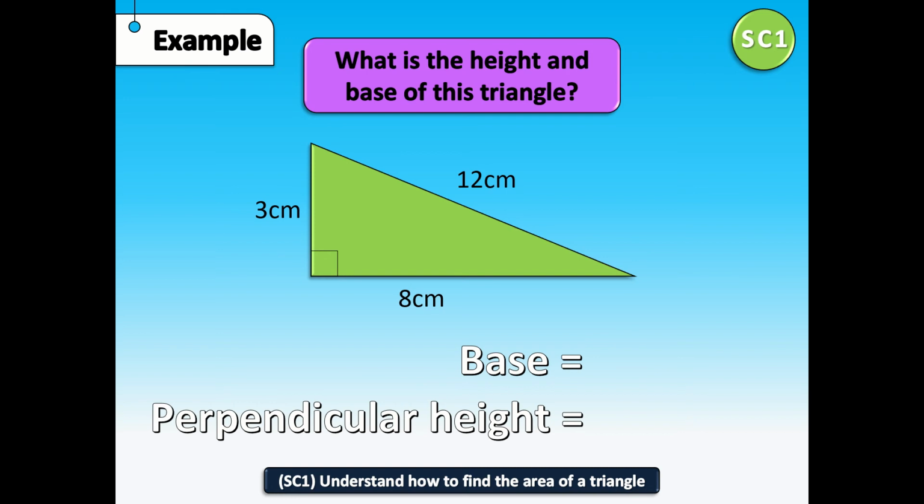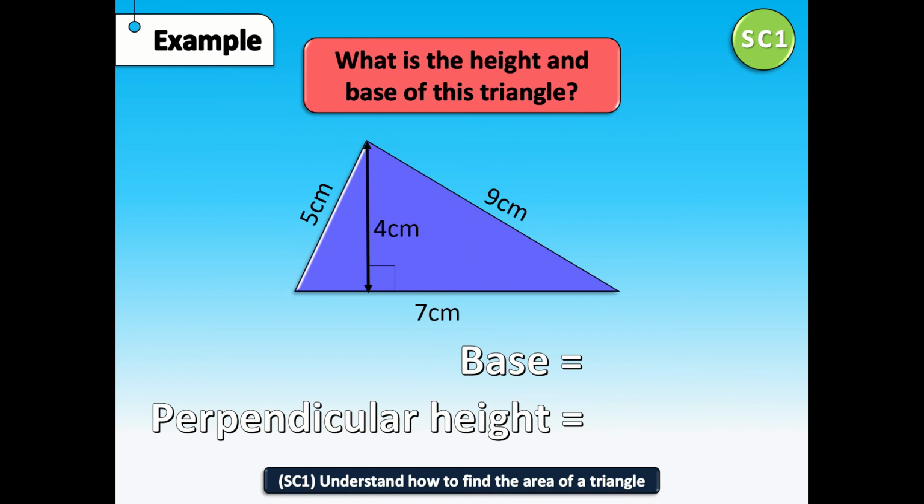So, what is the height and the base of this triangle? So the base of the triangle would be 8 centimeters, and the height would be 3 centimeters, because they're the 2 sides that meet at a right angle. The base of this triangle would be 7, and its height would be 4, because that meets the base at a right angle.